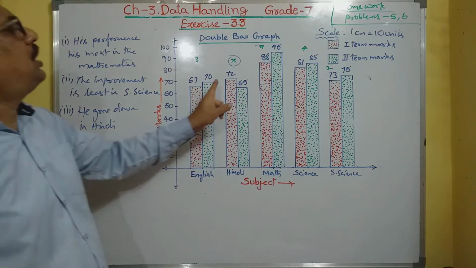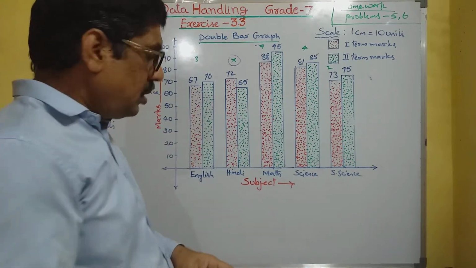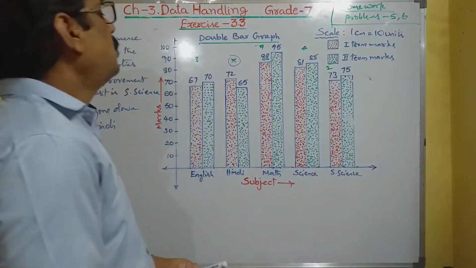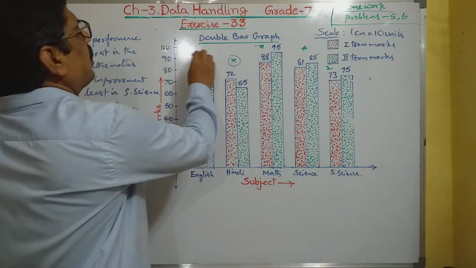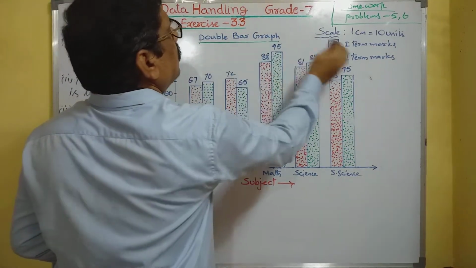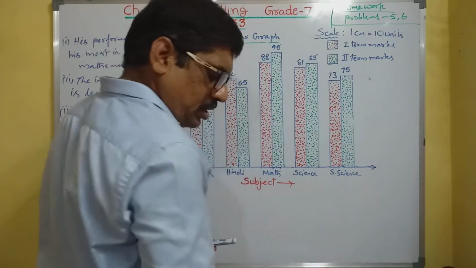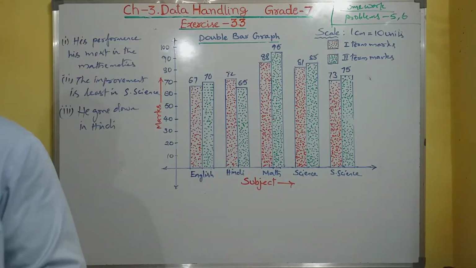In Hindi, in the first term he got 72 marks. In the second term he got 65. So he has gone down by 7 marks. Okay. So this is the double bar graph. Please copy this.